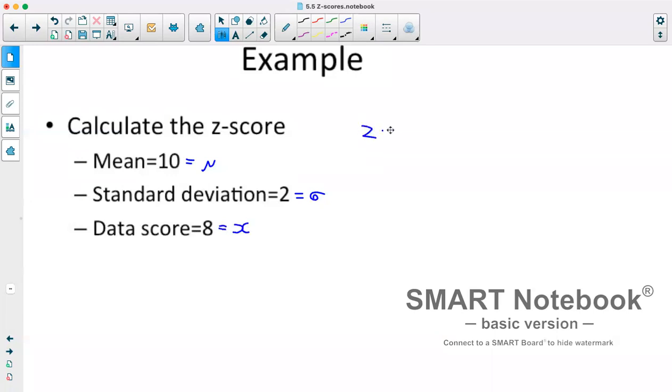Now our Z-score is equal to our data point minus our mean divided by our standard deviation. So we have Z is equal to our data point, which is 8, minus our mean, divided by our standard deviation. So in this case, we have -2 over 2. So our Z-score is -1, which means our data is 1 standard deviation below the mean.